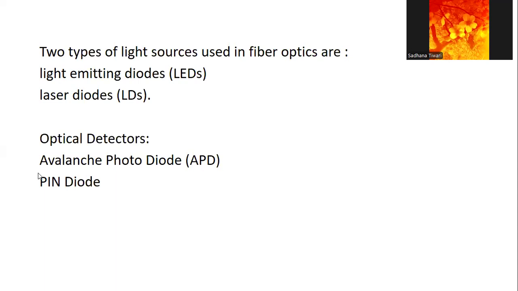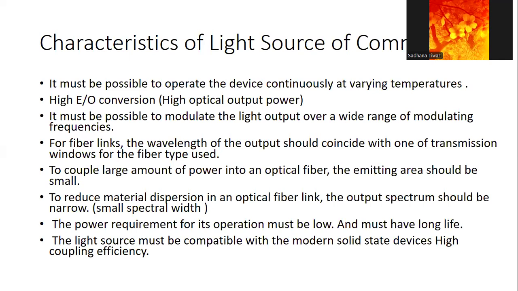Before that, we must know the basic characteristics of any light source that is used in optical communication. So the first characteristic is that the optical source can work in different temperature ranges. Second, there must be high EO conversion. EO conversion means electrical to optical conversion. And through this we will get high optical output power.